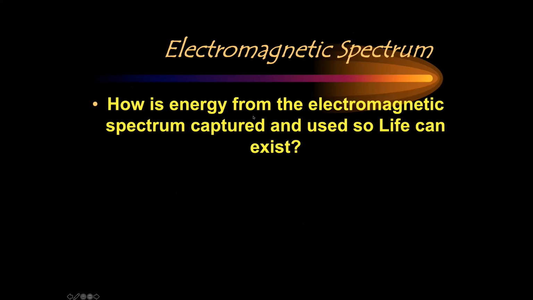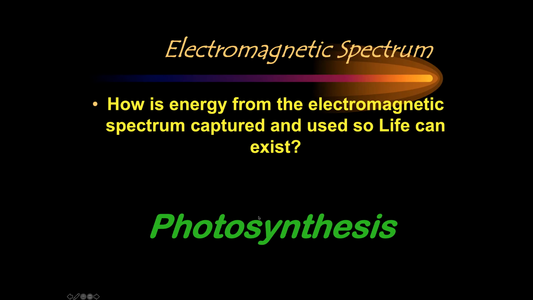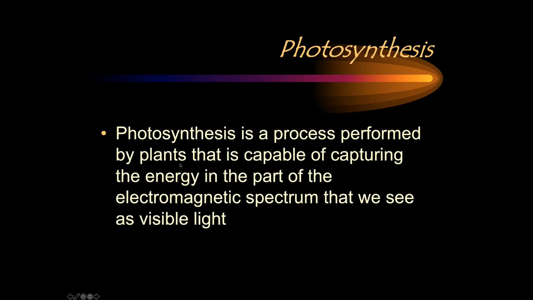Okay, so then how is the energy in the electromagnetic spectrum captured and used so that life can exist? We're going to spend a lot of time on that. The answer is photosynthesis. And we'll get to photosynthesis eventually, but first, what is it? It's a process performed by plants, only plants. It's capable of capturing the energy in a part of the electromagnetic spectrum that we humans see as visible light. As I said, plants see the same wavelengths that we see.